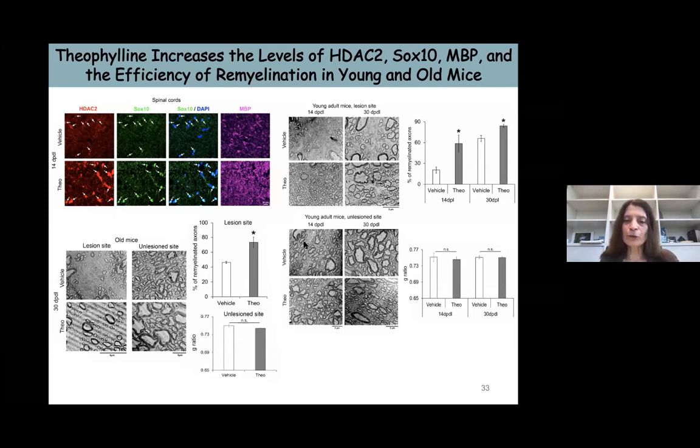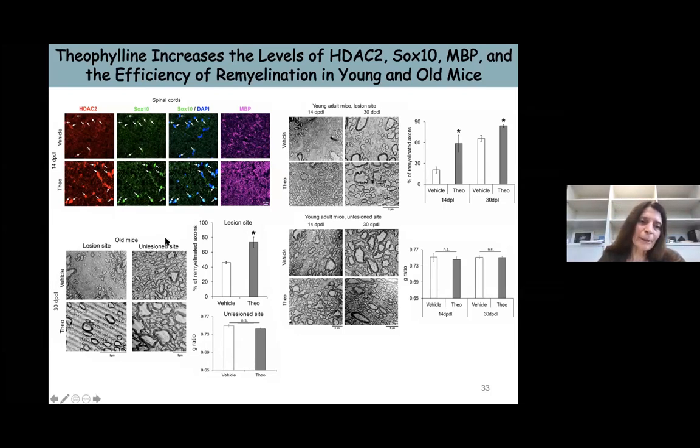Then we looked in the same mice at the unlesioned site to see whether theophylline has an effect on unlesioned regions of the spinal cord. We calculated the g-ratio, so the thickness of myelin, and we could not see any effect. So theophylline doesn't increase the myelin thickness outside of the lesion. It's only in the cells that remyelinate that we have the effect.